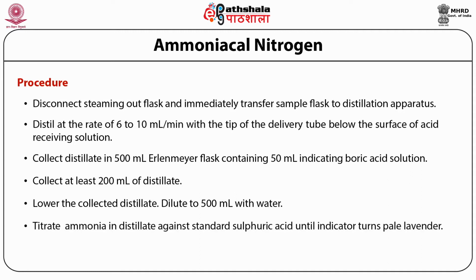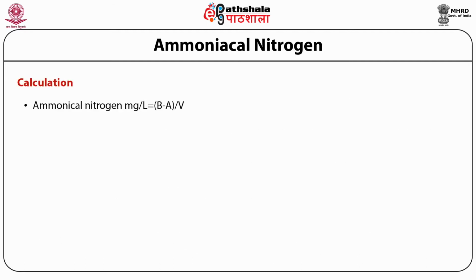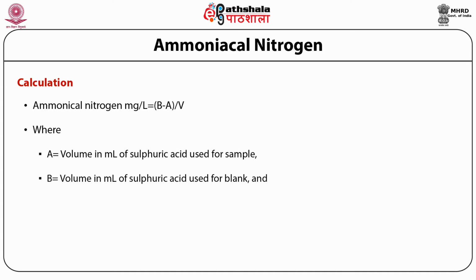After that, titrate ammonia in the distillate against the standard sulfuric acid until the indicator turns pale lavender. Carry a blank through all steps of the procedure and apply the necessary correction to the results. The ammonia nitrogen in milligram per liter is determined by the formula (B minus A) upon V, where A is the volume in ml of sulfuric acid used for the sample, B is the volume in ml of sulfuric acid used for the blank, and V is the volume in ml of sample taken for the test.